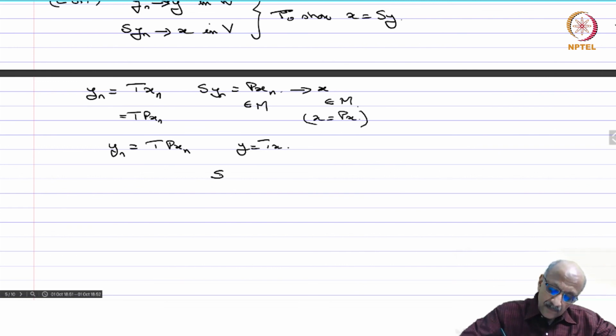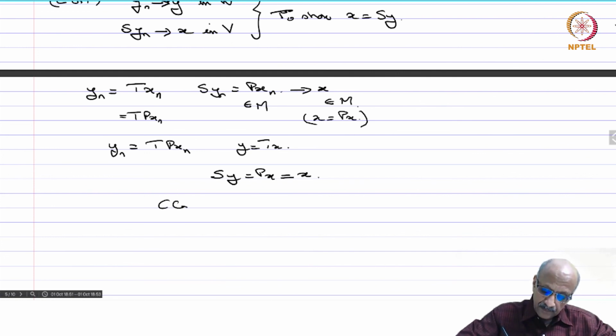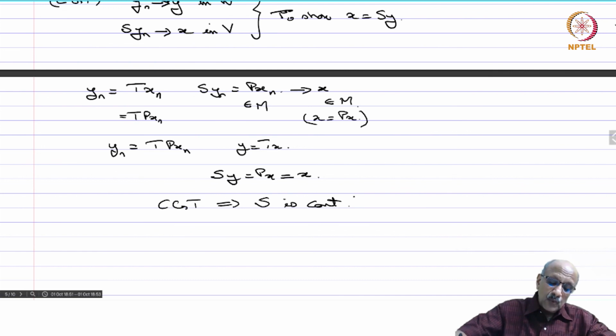So Sy equals P of x by definition, and Px equals x because it is in M, and therefore we have shown that Sy equals x, and that is exactly what we want, and consequently by the closed graph theorem S is continuous. So you see, we have assumed Yn goes to y, S of Yn goes to x, and then we showed that x equals Sy, so the graph of S is closed, and consequently since we are dealing with Banach spaces, we have been able to show that S is continuous.